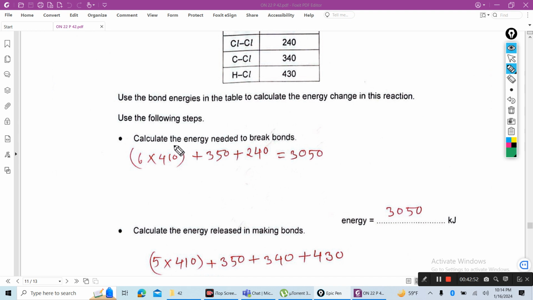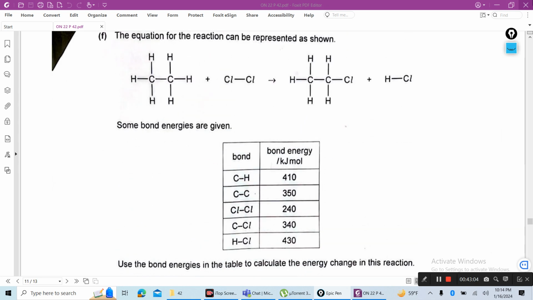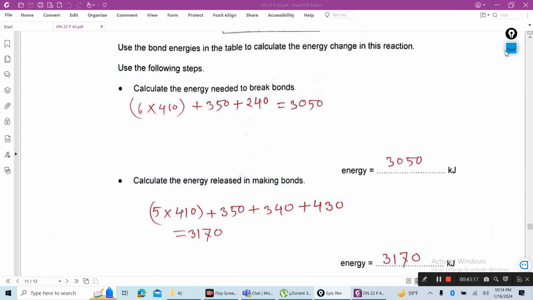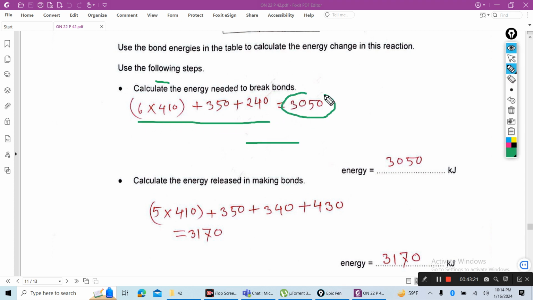Use the following steps. Calculate the energy needed to break the bonds. You know, in reactants bonds are broken, and in products bonds are formed. So here there are 1 carbon-carbon bond, 6 carbon-hydrogen bonds, and 1 chlorine-chlorine bond. You will add all these values that are given. You will get 3050 kilojoules.